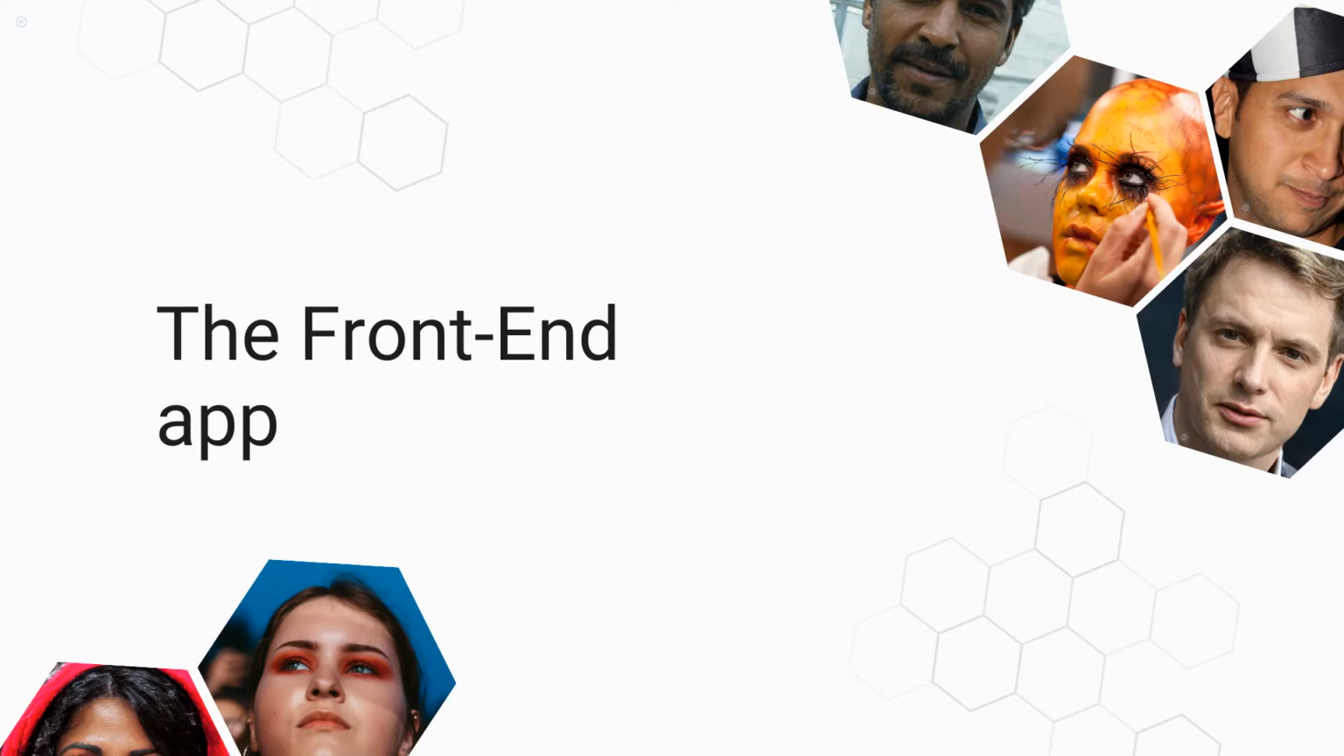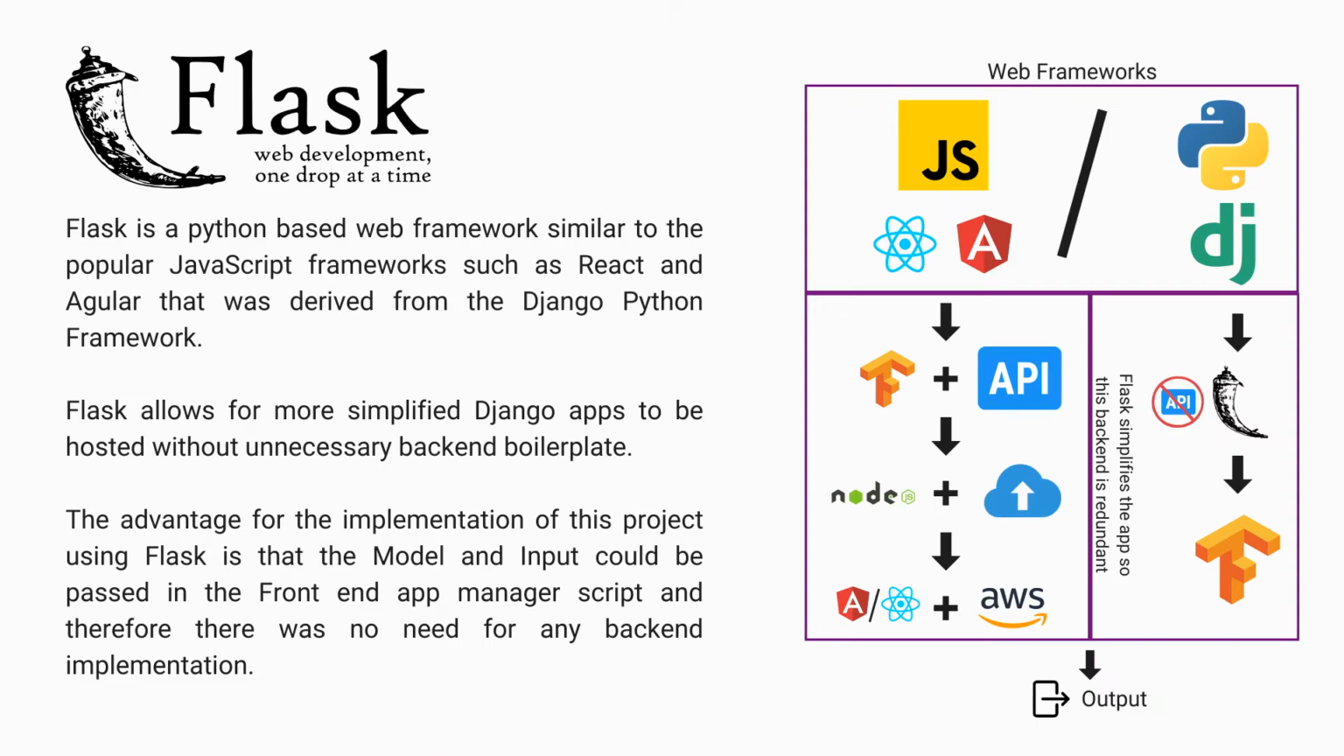With the neural network trained and optimized, the next step was to implement the model into an application that people can use. For the front end of the artifact, the Flask framework was used. Flask is based on the Django framework and is a lighter version that does not need an elaborate backend. The advantage to using Flask is that it is Python based compared to React and Angular that are JavaScript based. The neural network model can be implemented in the front end manager script, meaning there is no need for APIs or added complexity to the implementation.